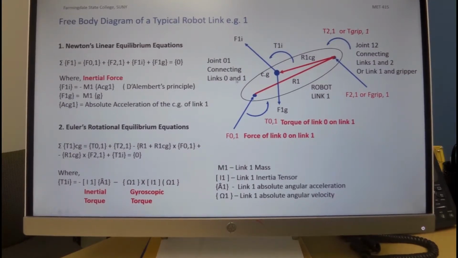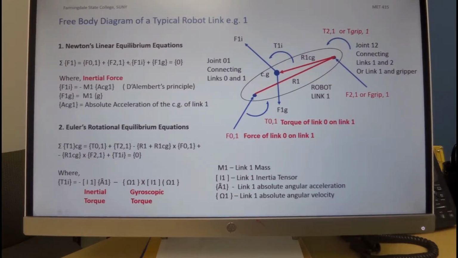Now, the forces that act on this link are F01, the force that link 0 is acting on 1. We also have, similarly, F21, the force that link 2 is acting on link 1. These are these two guys. Then we have acting at the CG an inertial force, and we have acting on the CG a gravitational force. So we have these four forces acting on link 1, and the equilibrium equation sets them to 0.